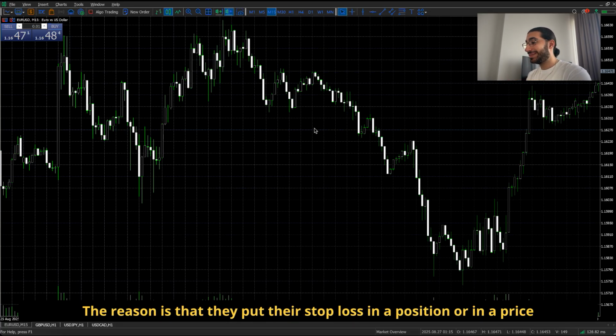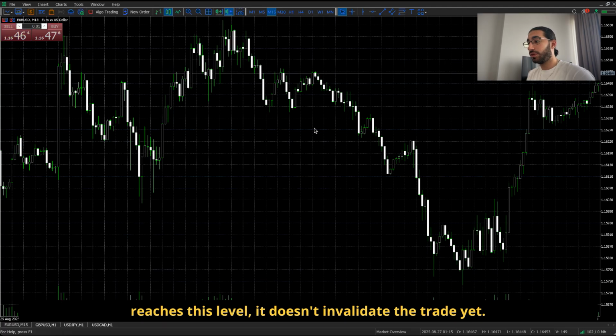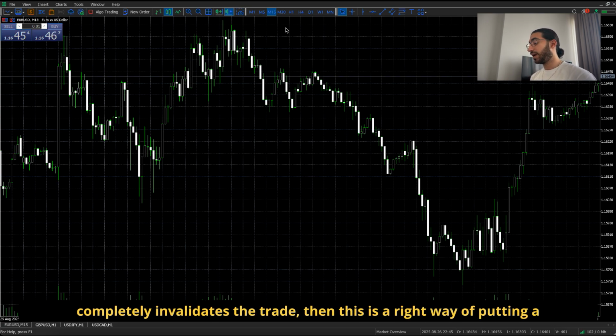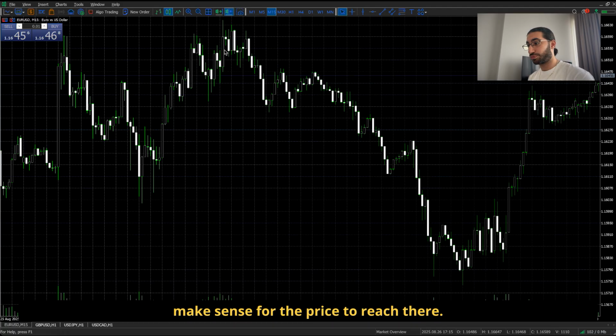The reason is that they put their stop loss at a price where, if the price reaches this level, it doesn't invalidate the trade yet. However, if you put your stop loss at a level where, if the price reaches there, it completely invalidates the trade, then this is the right way of putting a stop loss. So I will put a stop loss here where the price is not supposed to reach, because it doesn't make sense for the price to reach there.